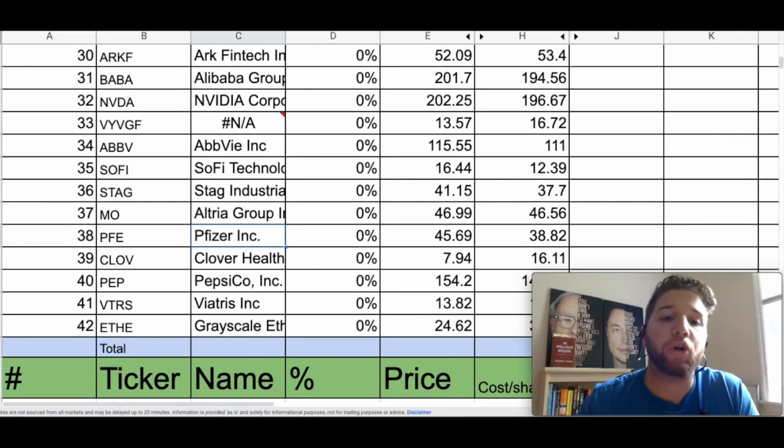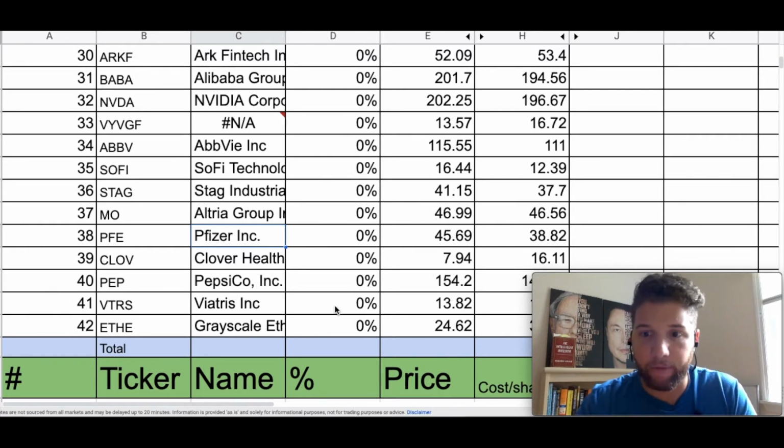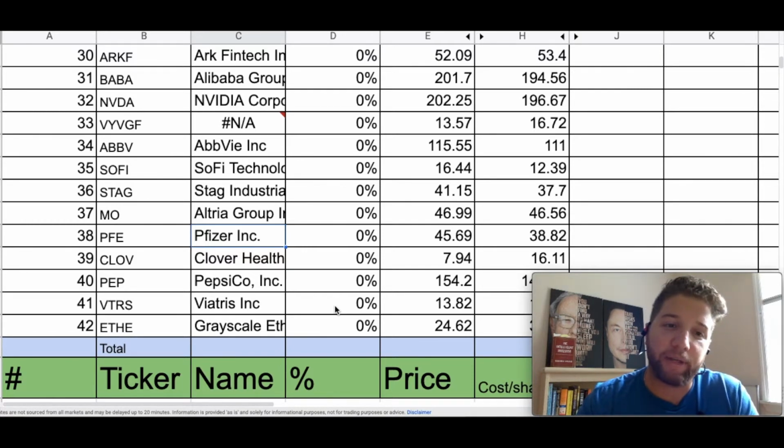My 30th biggest holding, ARK-F, the ARK FinTech Innovation Fund. Probably heard of ARK Invest. This is their fund specifically geared toward financial technology companies, and you'll see I own a bunch of ARK companies, a bunch of ARK funds coming up. I used to be a lot more excited for, but I have not been buying into as of late.